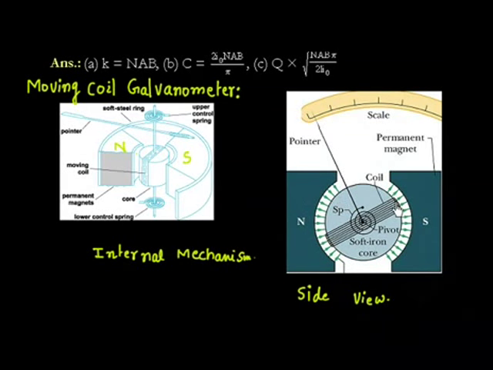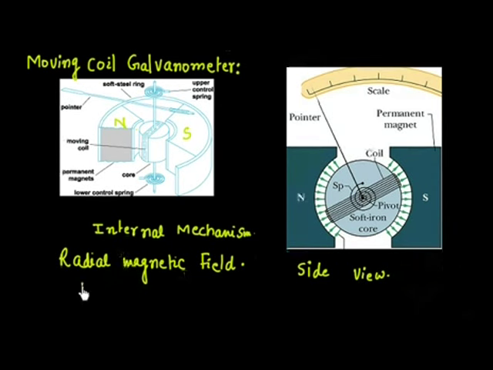Are you getting or not? Here also you have the radial magnetic field lines. The magnetic fields are radial, and that is an important point. And this is also a uniform magnetic field. So this is also important.